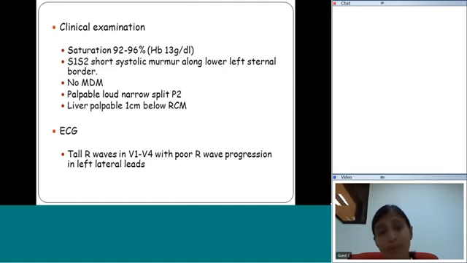So it often leaves us in a bit of confusion as to what is the real saturation of this child. Okay, but you see that at times the saturation has been measured to be 92, which is a little bit on the lower side. He does not have an MDM.